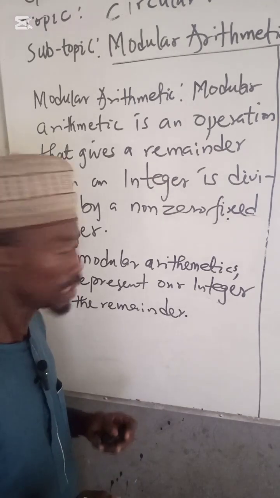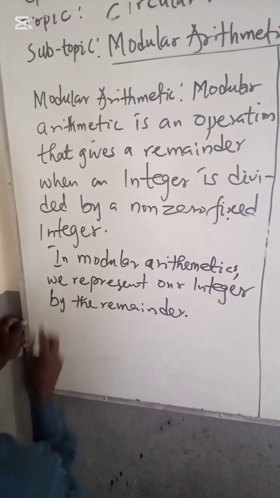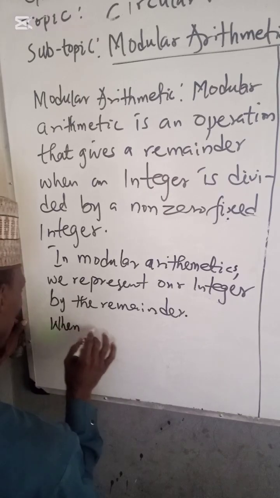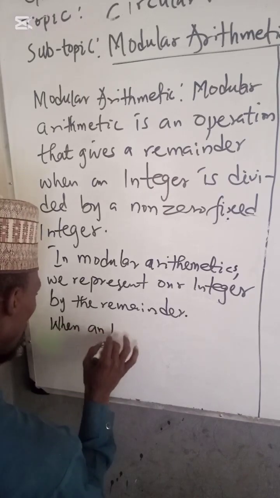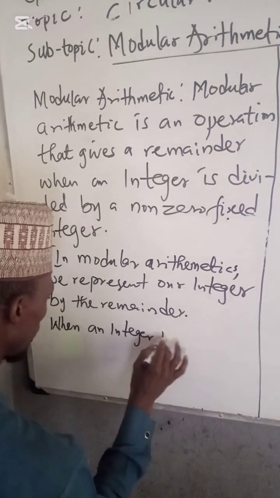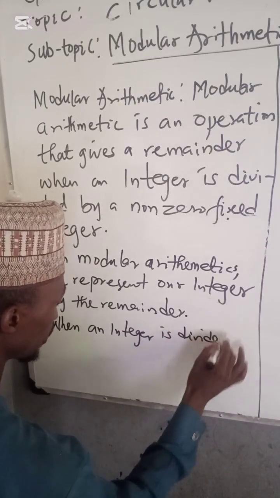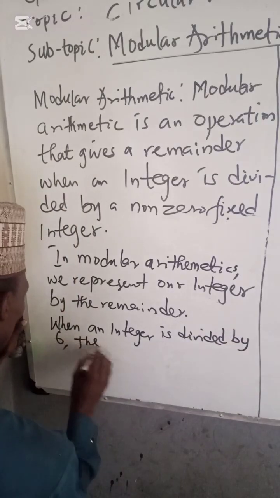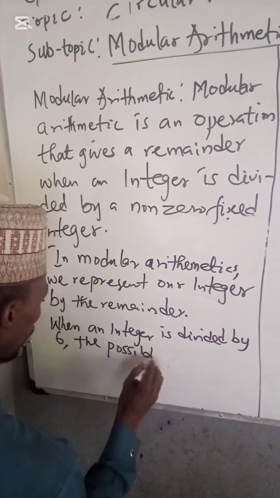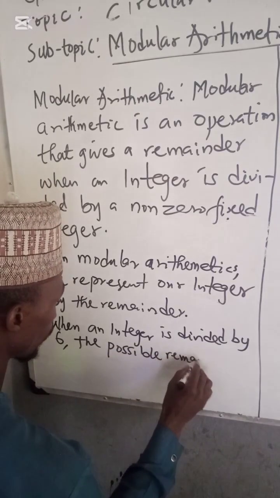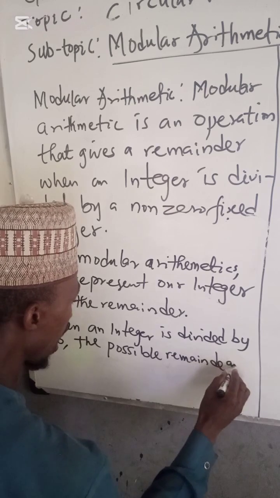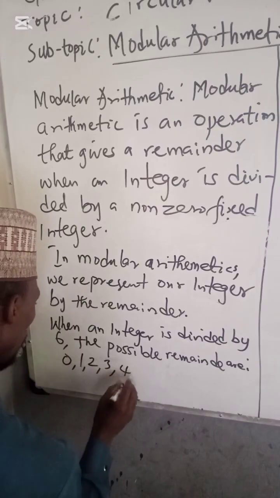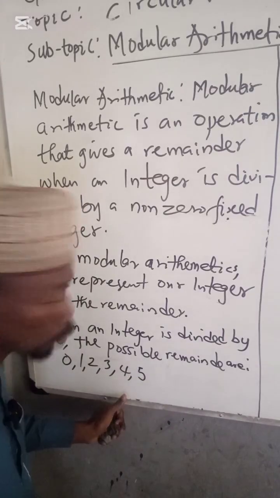Hope we get the point. Now, we can say, when an integer is divided by 6, the possible remainders are 0, 1, 2, 3, 4, 5. These are the possible remainders.